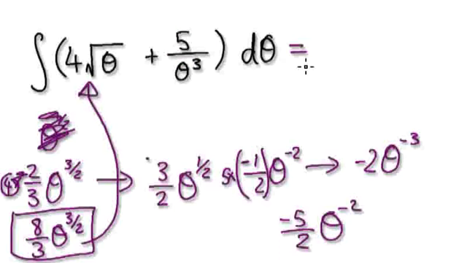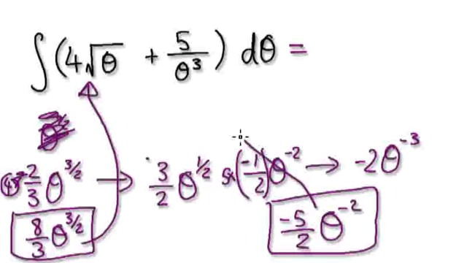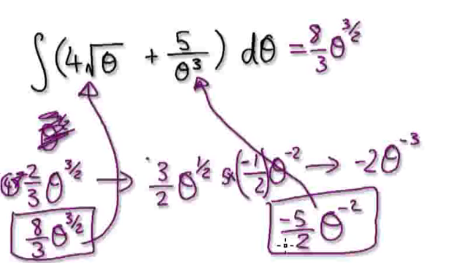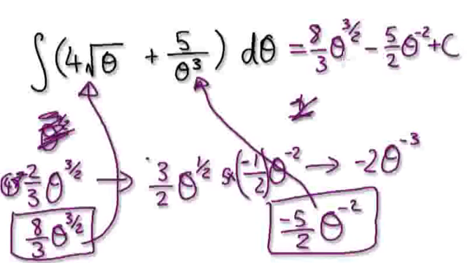Okay? So overall, when you differentiate this here, it will give you this thing here. So the answer here will be 8 over 3 theta to the power of 3 over 2, and then minus 5 over 2 theta to the power of a half, or you can write it neatly as 1. Well, it's up to you how you do it, and then plus c. Okay, so this here would be your final answer.